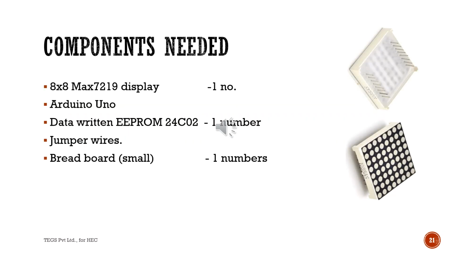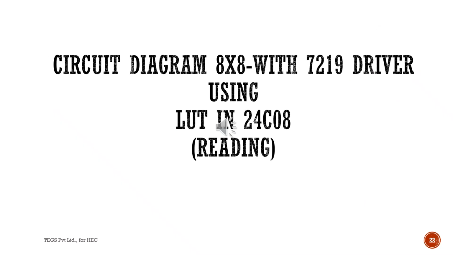Components needed: 8x8 MAX7219 display, 1 unit. Arduino Uno, 1. Data written EEPROM 24C02, 1 number. Jumper wires. Breadboard small, 1 number. Circuit diagram with 8x8 with 7219 driver using lookup table in 24C08.